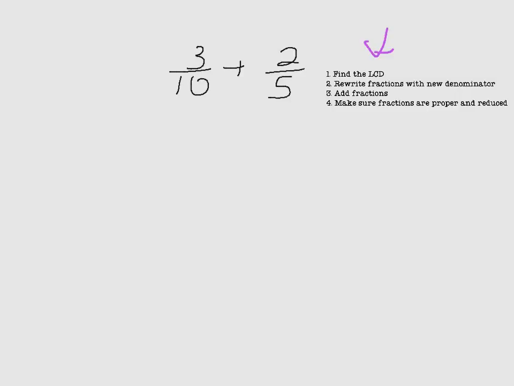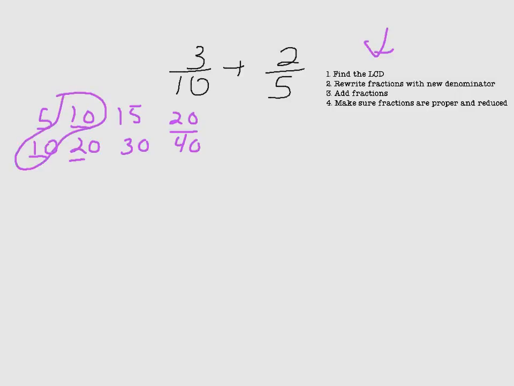So we want to find the lowest common denominator for 5 and 10, so we can list out our multiples of each. For 5, we have 5, 10, 15, 20, and so on. For 10, we have 10, 20, 30, 40, and so on. And we see that they both have 10 and 20 in common, but we want the lowest number, which is going to be 10. So our lowest common denominator is going to be 10.